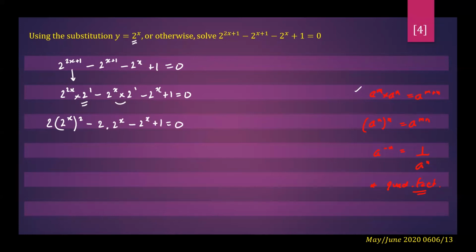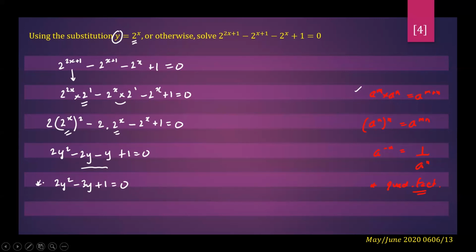At this point, we can see our 2 to the power x here and here, so we'll do our substitution with y. We'll have 2y squared minus 2y minus y plus 1 equals 0. Now we'll add our two middle terms. We have 2y squared minus 3y plus 1 equals 0. This is our quadratic equation, and we'll factorize it now.